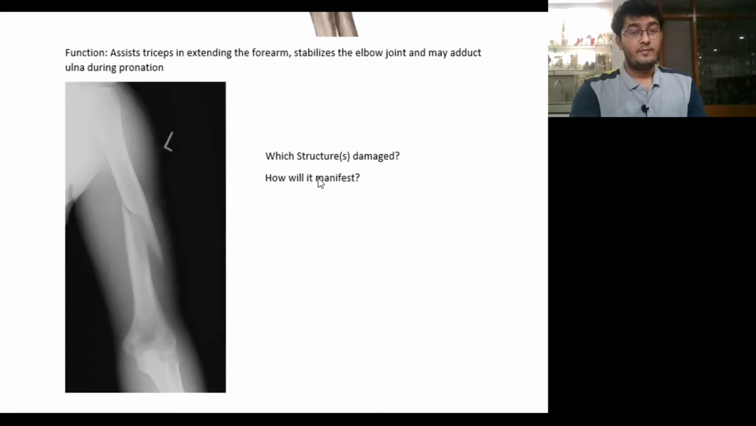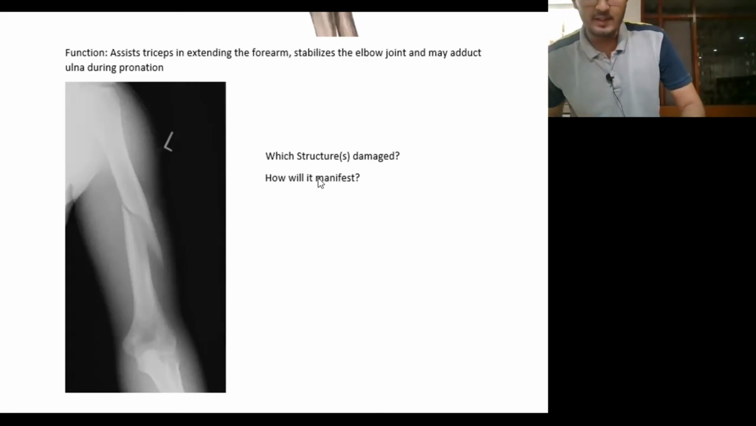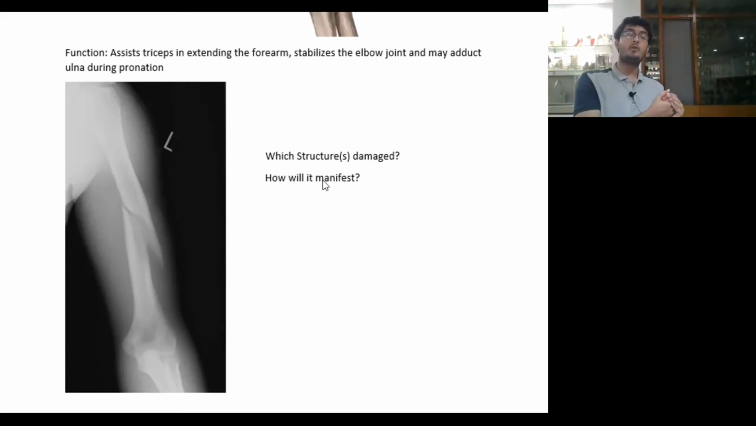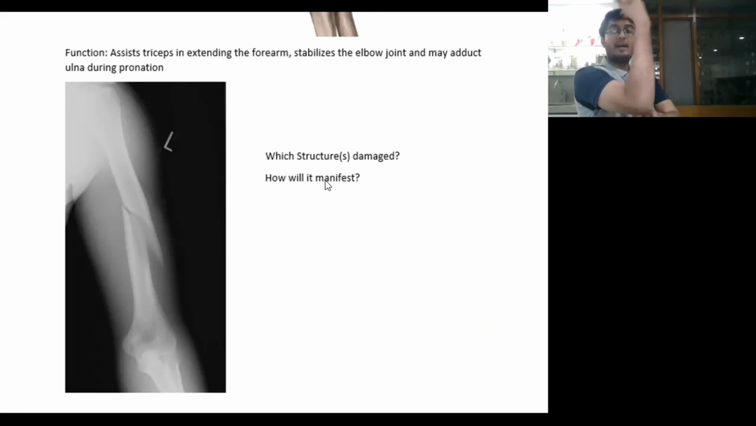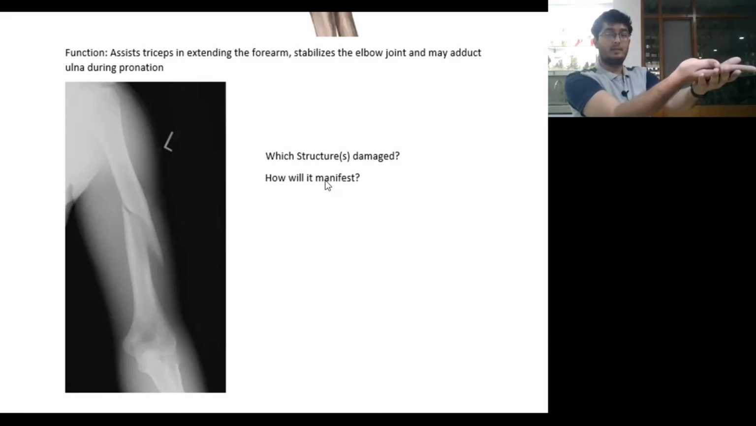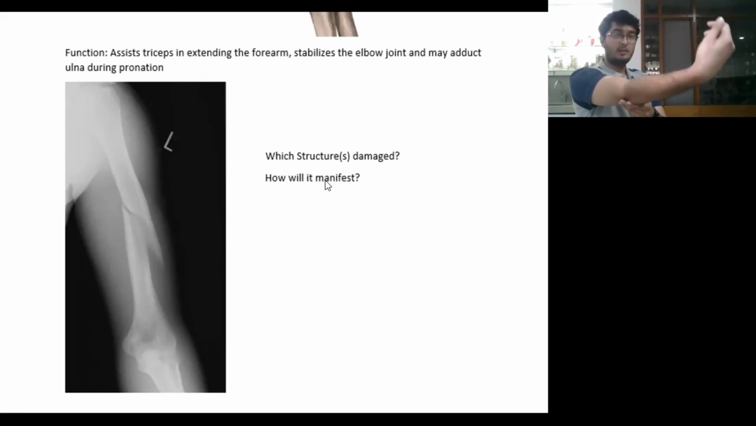So how will it manifest? We have established that if there's a fracture of the shaft of the humerus, the radial nerve is prone to get damaged. So how will it manifest? The radial nerve supplies innervation to all the muscles on the posterior aspect of the upper limb. That means it causes extension at the elbow, and if this is flexion at the wrist, it will also cause extension of the wrist. So it's causing extension of the elbow and extension at the wrist.